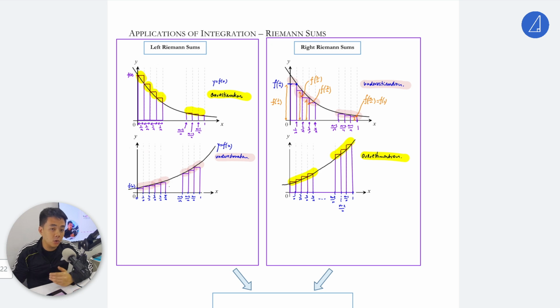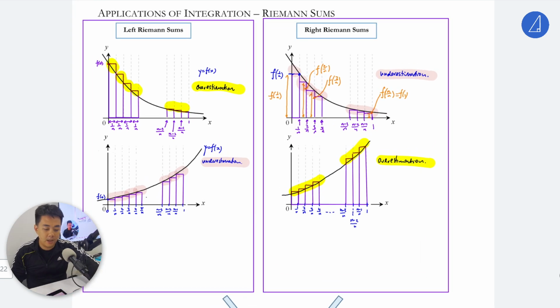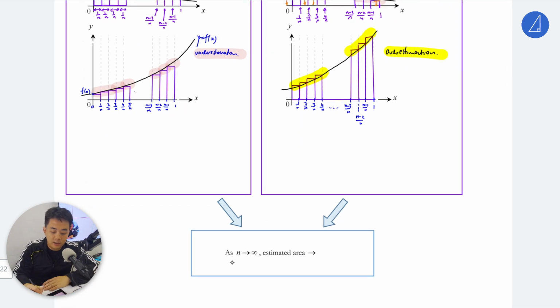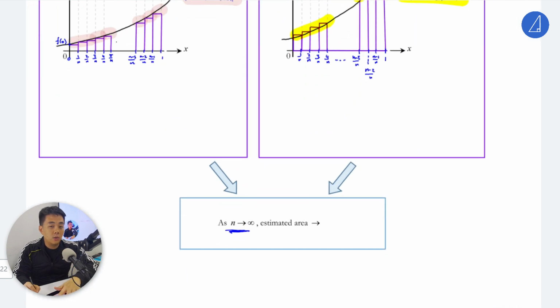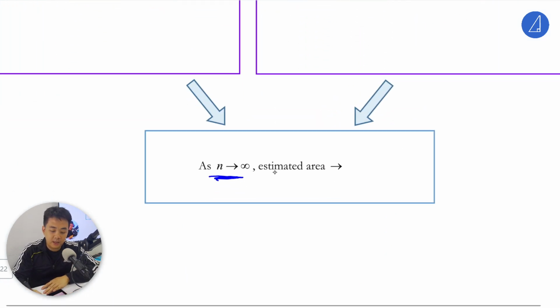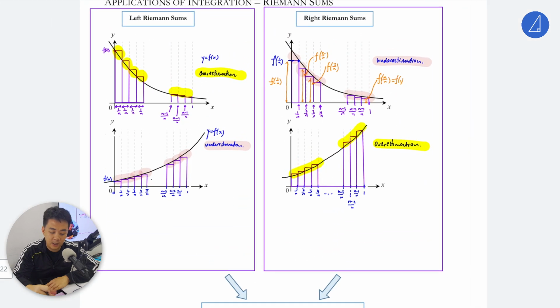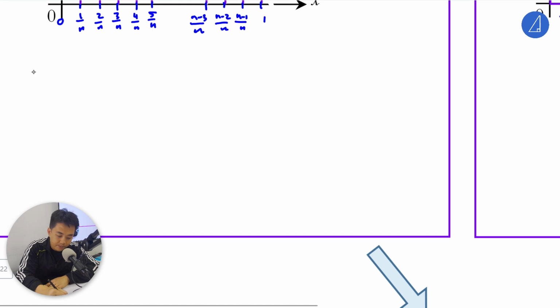Sometimes they will use only the left. Sometimes the question will ask for left and right. Sometimes they will just ask for the right. But essentially the concept is all the same thing. What we want to ask is, as n goes to infinity, what is the exact area. These are all estimated areas.